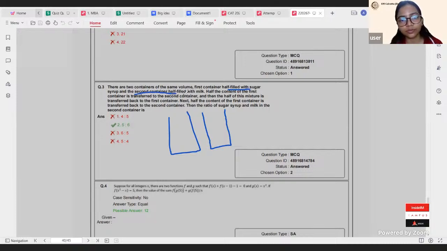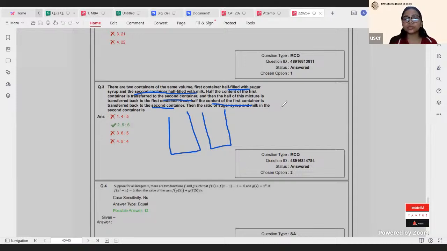Second container, half filled with milk. So half milk, half water. Half the content of the first container is transferred to the second container. Then half the mixture is transferred back to the first container, and next half the content of the first container is transferred back to the second container. So here we are basically repeating the same process thrice.